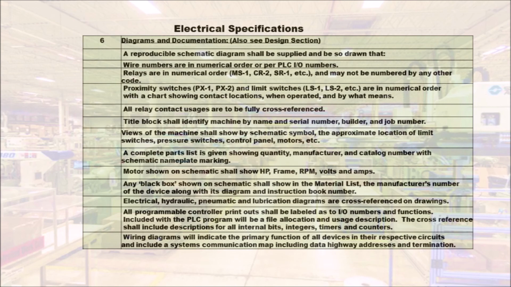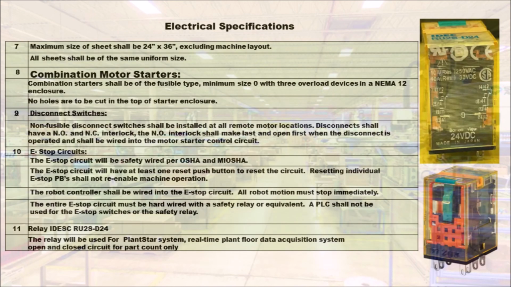All programmable controller printouts shall be labeled as to I/O numbers and functions. Included with the PLC program will be a file allocation and usage description. The cross-reference shall include descriptions for all internal bits, integers, timers, and counters. Maximum size of sheet shall be 24 inches by 36 inches, excluding machine layout. All sheets shall be of the same uniform size.